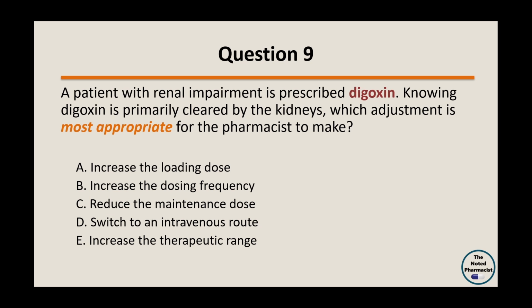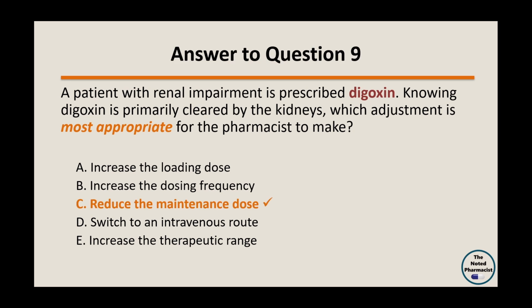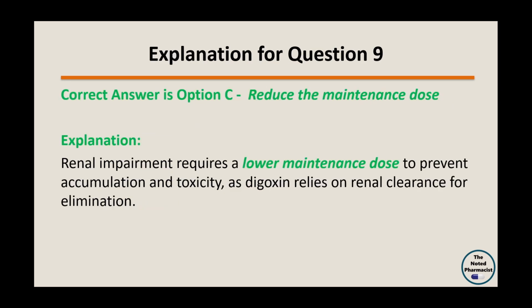The correct answer is option C, reduce the maintenance dose. The explanation is as follows. In renal impairment, reducing the maintenance dose helps prevent drug accumulation and toxicity. Digoxin clearance is primarily renal, so impaired kidney function significantly affects its elimination.